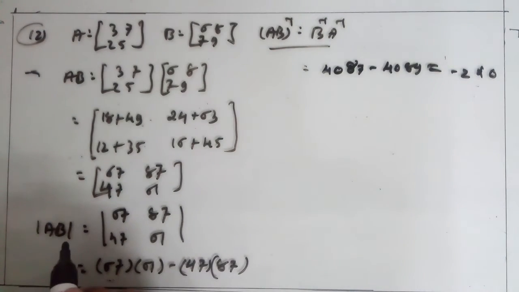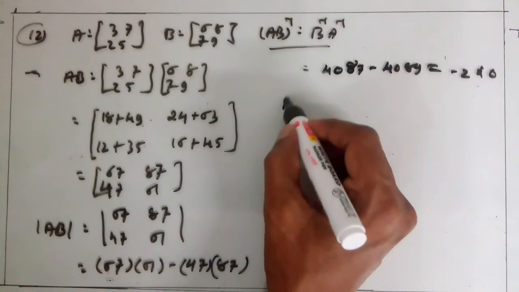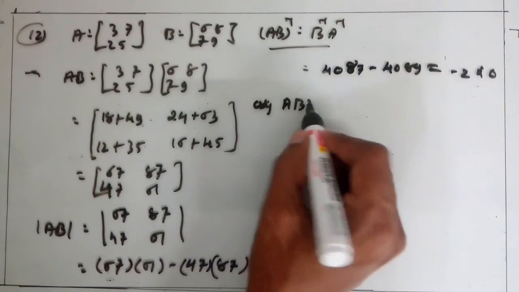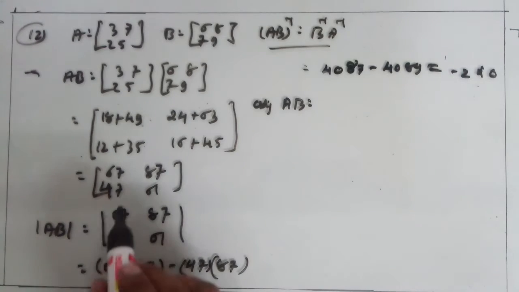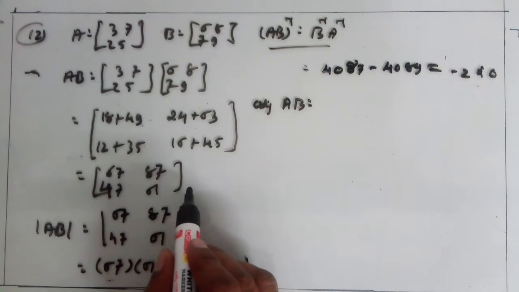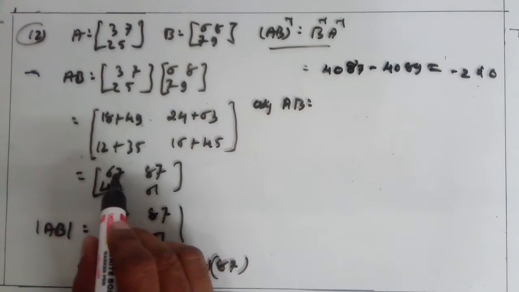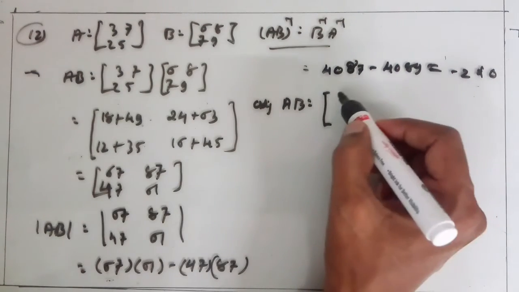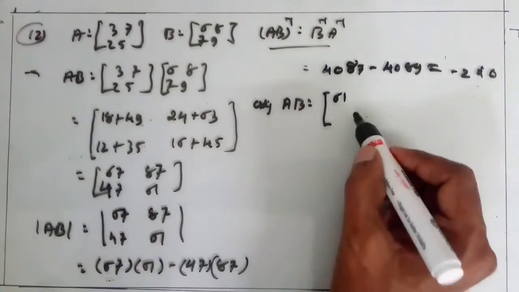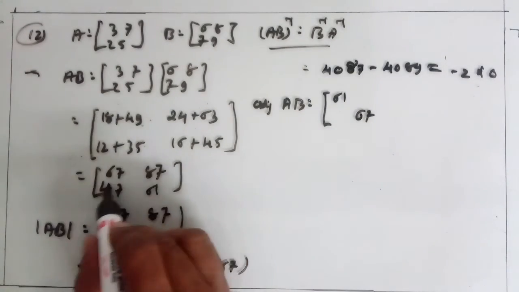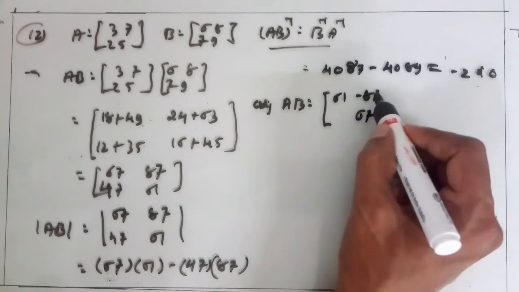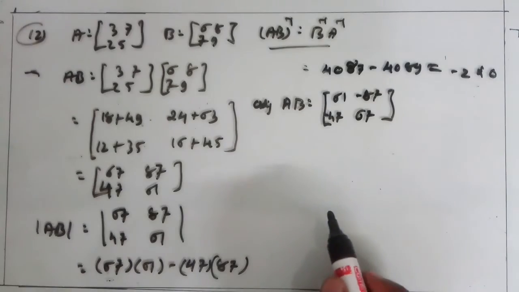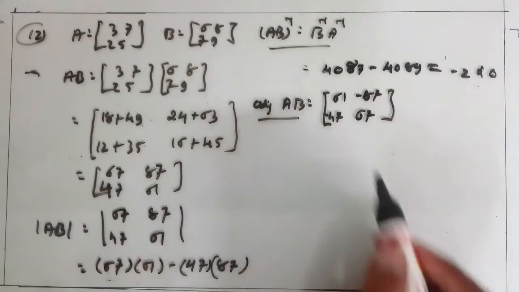Now find the adjoint of AB. We know how to find the adjoint of a 2 cross 2 square matrix. Here replace the principal diagonal entries, here 61, here 67, and change the sign of these, minus 87 and minus 47. Clear? So this is the adjoint of AB.